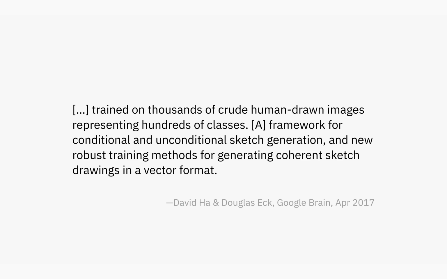The particularity of this framework is that it allowed for conditional and unconditional sketch generation, and more importantly, it has robust training methods to generate sketch drawings in vector format. There are other well-known neural networks called generative adversarial networks like Pix2Pix that also have been able to generate things like drawings or textures, but they're usually based on image to image mapping. So everything was raster, but here the importance is that we can use vector drawings, vector information.